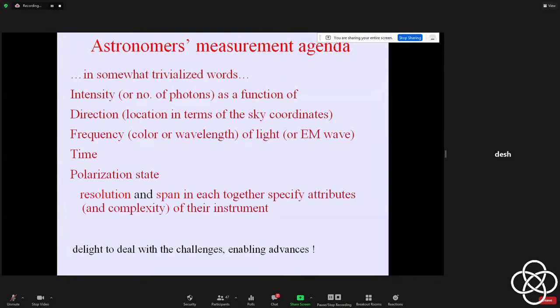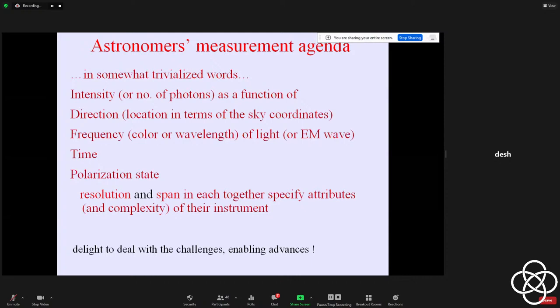So let me begin with a very broad statement about the agenda we have as an astronomer in general, not necessarily a radio astronomer. Stated in somewhat trivialized words, what we are interested in is measuring intensity or number of photons as a function of direction. And here the direction would require two sky coordinates to define a particular direction. Also as a function of color or wavelength or frequency, whatever terminology you might like, of the electromagnetic waves. And we would like to see how this is changing, if at all it does, as a function of time. And if we have the luxury and interest, we would also like to know the polarization state of this radiation that we receive. And so for each one of these entities, we can define a resolution and span.